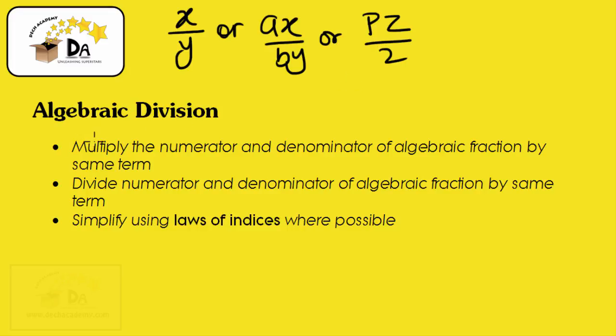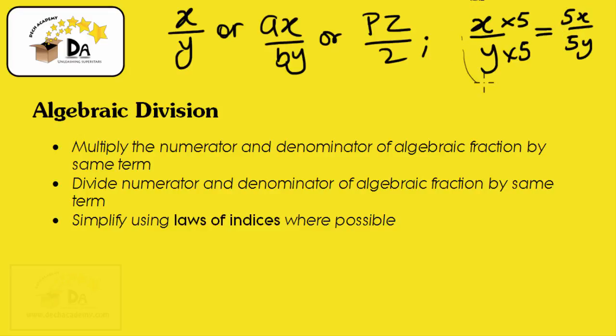Now, you can multiply the numerator and the denominator of an algebraic fraction by the same term, and it's a valid mathematical operation. It changes nothing when you do that. As if I just say, okay, I want to multiply the numerator by 5 and the denominator by 5. This gives 5x over 5y. This is a valid operation, and I'm going to prove later this 5x over 5y, the result obtained, is the same thing as what we started with, which was x over y.